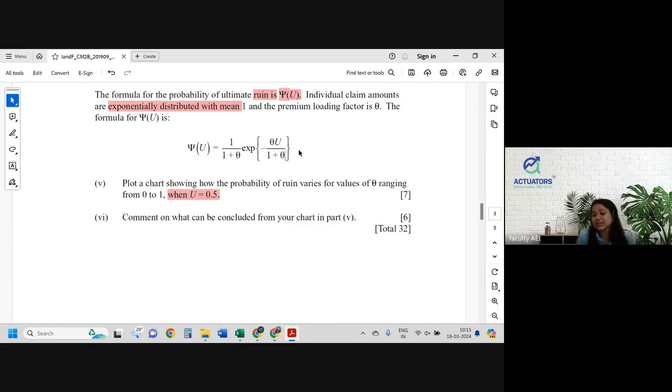एक line, क्योंकि 6 marks का है, तो एक line आप ये भी बोल सकते हो. Higher the value of theta means the company becomes uncompetitive in the market, in the sense कि वो ज्यादा premium charge करेगा अपने policy holder से, तो कोई policy holder क्यों जाएगा उस company से purchase करने के लिए. Clear?